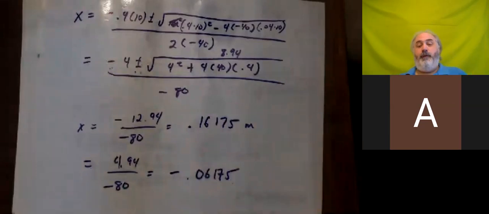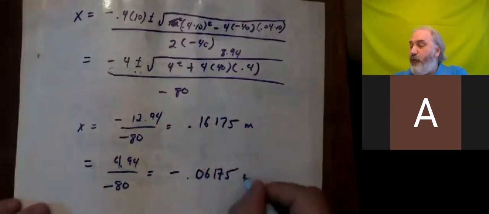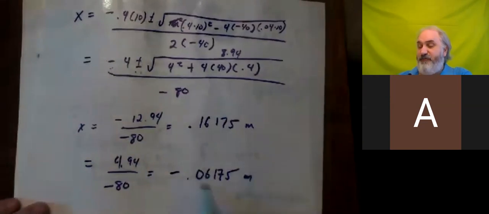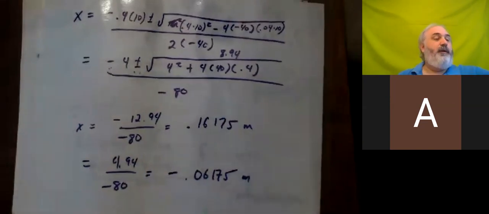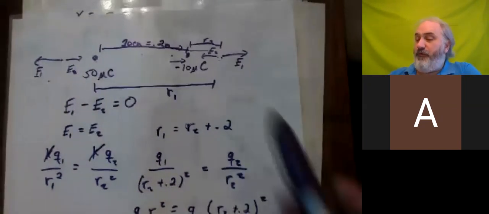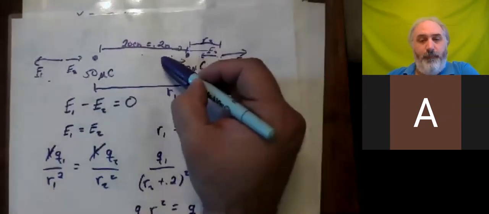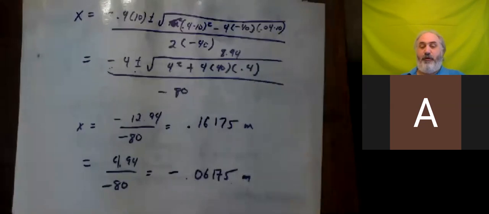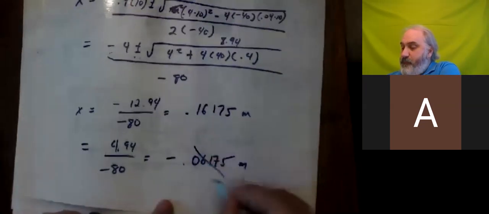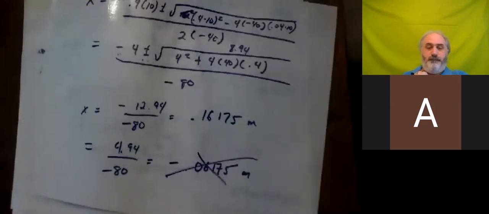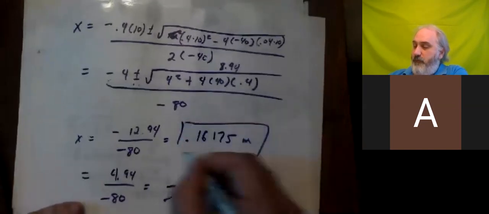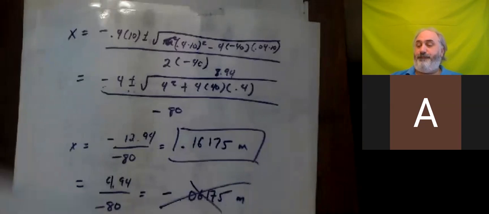Except, remember, what are we solving for? We're solving for distance. What does negative 0.0675 meters even mean in this picture? It's going to the left. So if I go to the left, I'd be over here, but we already know this won't work. So the negative answer is stupid, and we throw it out. This is the answer.